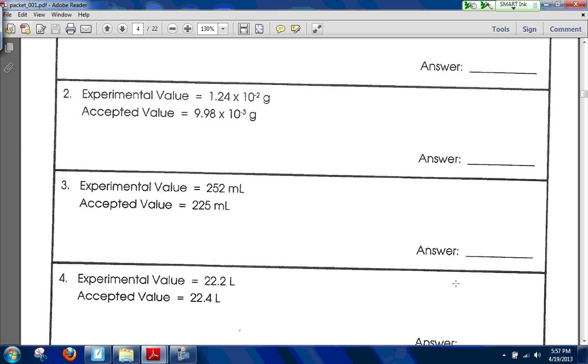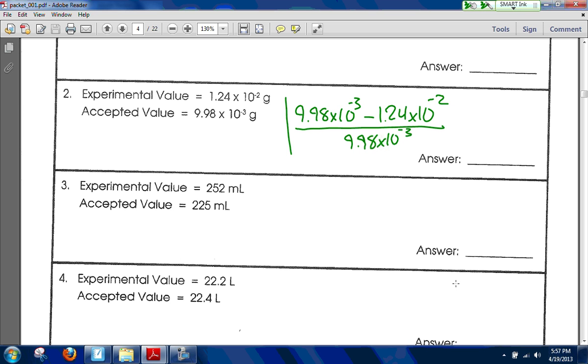Our accepted value is 9.98 times 10 to the negative third. So we do 9.98 times 10 to the negative third minus our experimental, which is 1.24 times 10 to the negative second. We're going to divide that by 9.98 times 10 to the negative third. Absolute value multiplied by 100. This goes into the calculator again. And again, we started with 3 significant figures. So this time I'm going to get 24.2%. These are actually really easy. Like I said, they're just plug and chug problems.